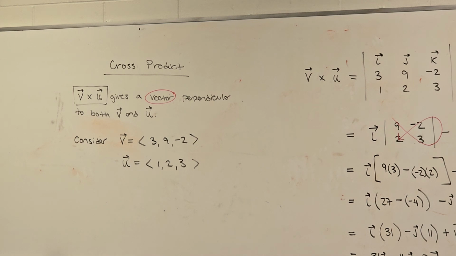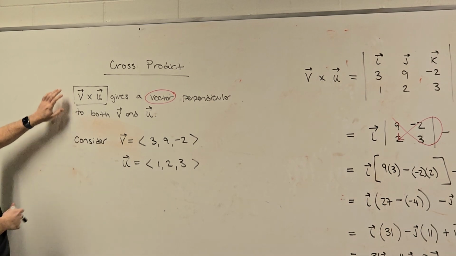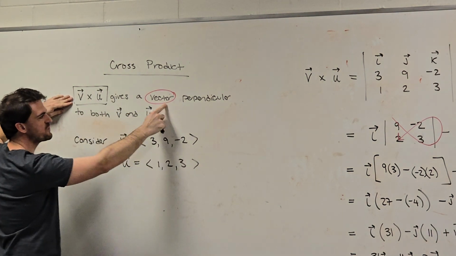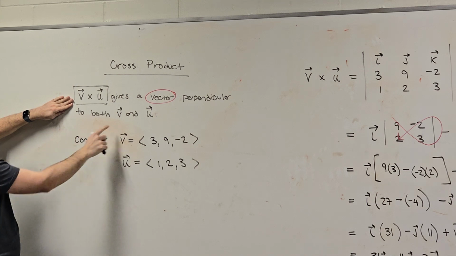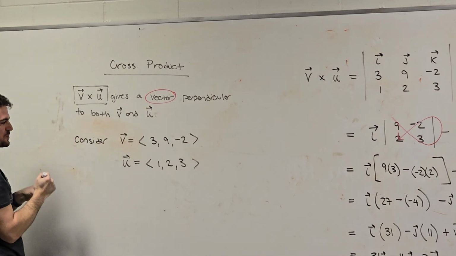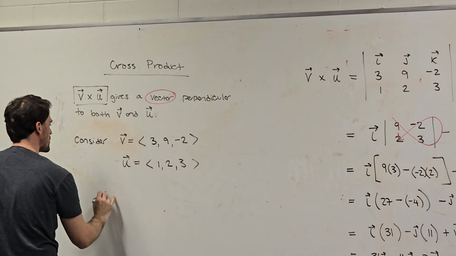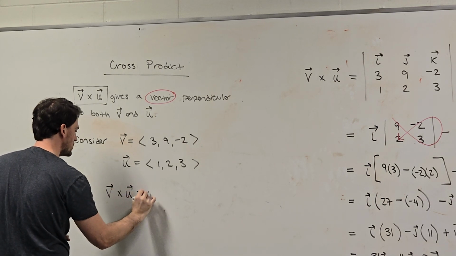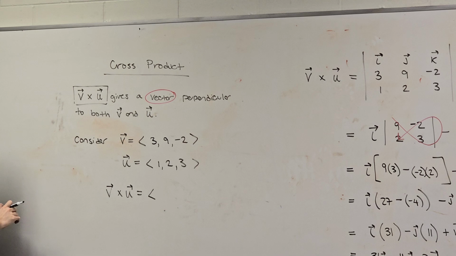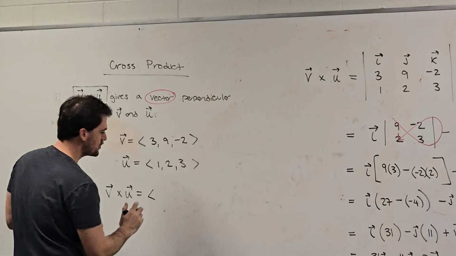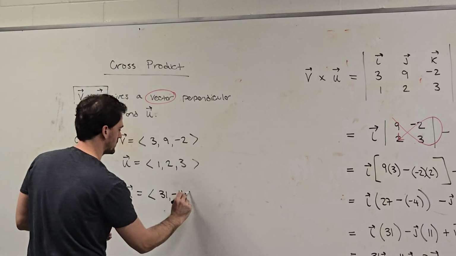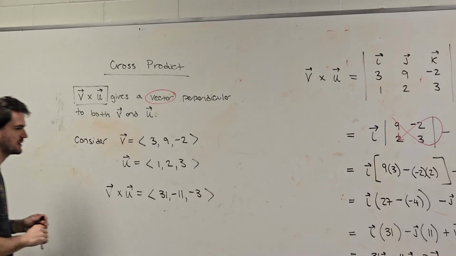So I remember that i, j, k is just another way of writing a vector. But at the end of this cross product, I should get a vector back that is perpendicular to both of them. So I'm just going to come back over here. We wanted v cross u, and I got the vector 31, negative 11, negative 3.